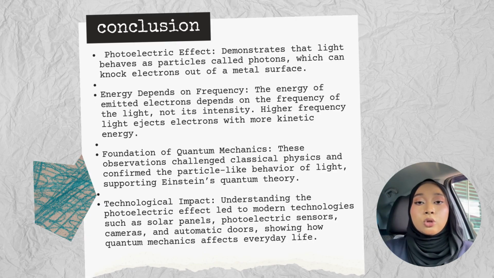In summary, the photoelectric effect demonstrates that light behaves as particles called photons, which can knock electrons out of a metal surface. The energy of the emitted electrons depends on the frequency of the light. No, it's not intensity. Light with a higher frequency produces electrons with greater kinetic energy, while lower frequency light cannot eject electrons at all. This discovery challenged classical physics and confirmed the foundation of quantum mechanics, providing strong evidence for the particle-like behavior of light.